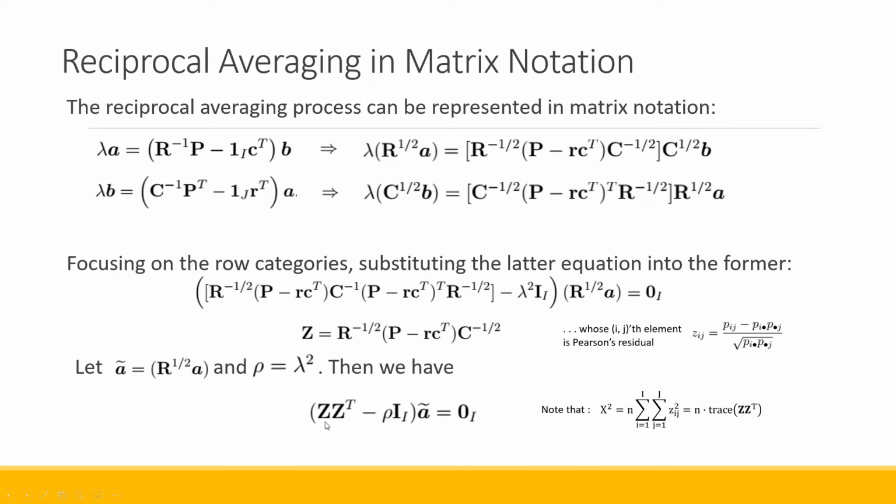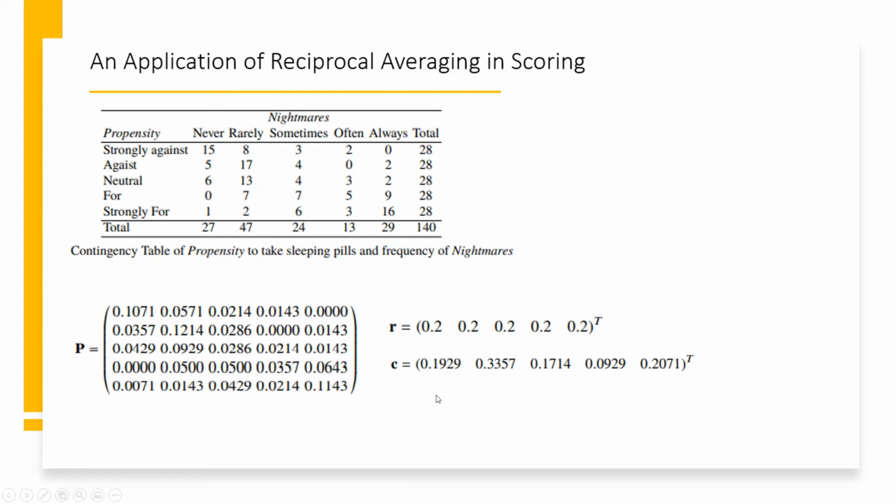where ZZT, ZZ transpose, is an I by I square matrix for the row categories, whose eigenvalue is rho, and its corresponding eigenvectors A tilde. So this problem can be solved using eigendecomposition. We can apply this method to a contingency table of any size. The reciprocal averaging procedure will allow us to find the row scores, column scores, and their correlation as a measure of association between each pair of categories.